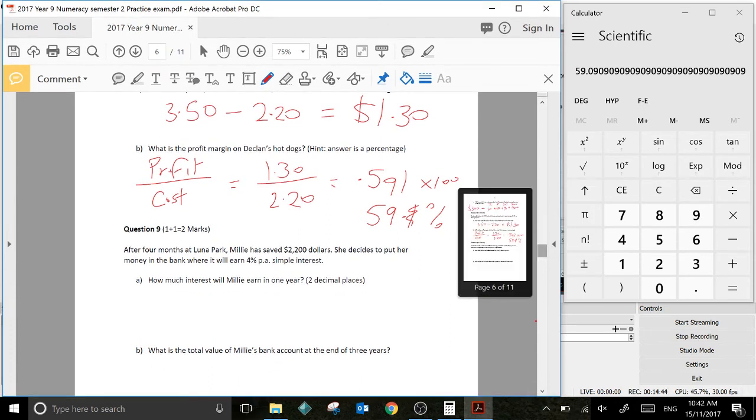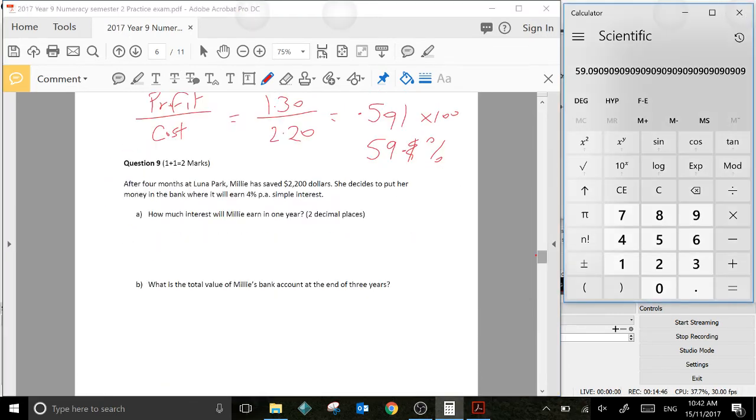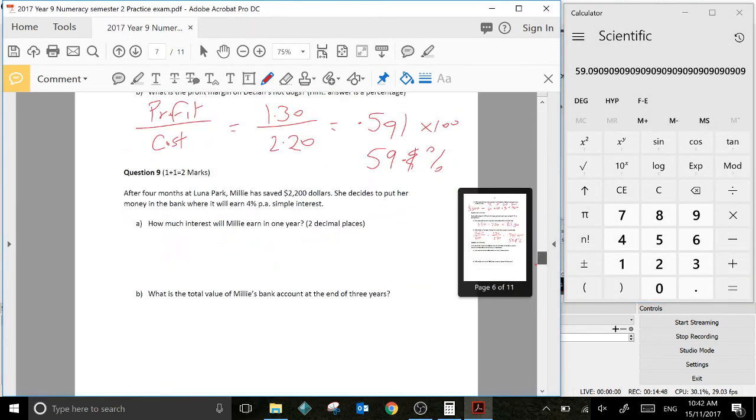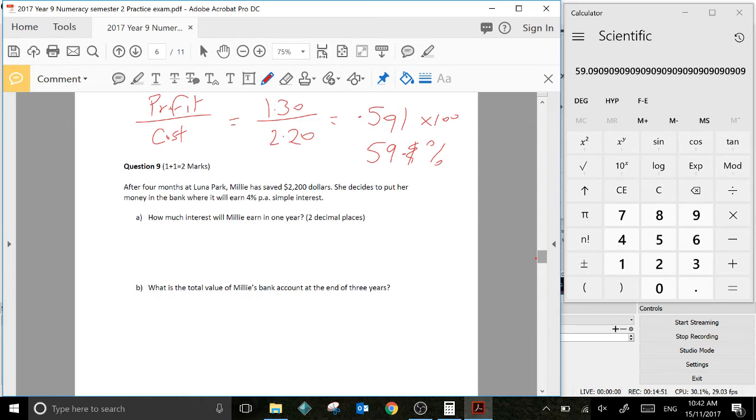After 4 months at Luna Park, Millie has saved $2,200. She decides to put her money in the bank where it will earn 4% simple interest. How much interest will Millie earn in 1 year? So how many dollars is that?